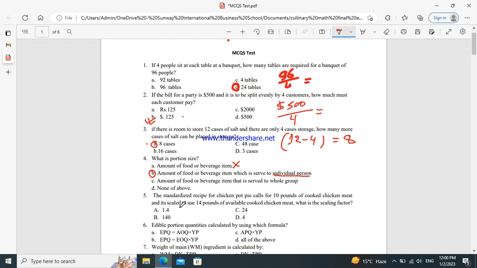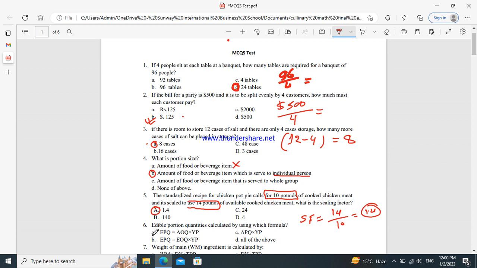Move on to the next question. The standardized recipe for chicken pot pie calls for 10 pounds of cooked chicken meat, and it's scaled to use 14 pounds of available cooked chicken meat. What is the scaling factor? You can find the scaling factor from this question. How many pounds do you use? You use 14 pounds divided by how many pounds the recipe calls for, 10 pounds. Therefore, the answer is 1.4. This option is available as option A.